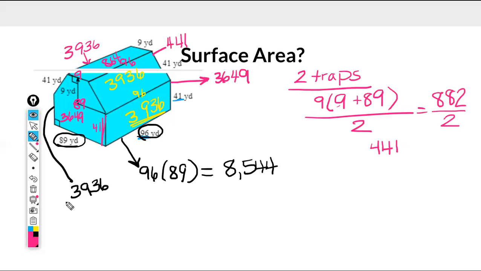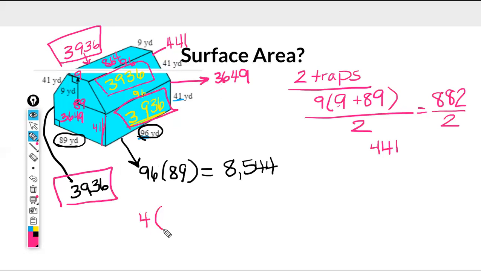Okay, it looks like I have 3,936 four times. So we can go 4 times 3,936. Okay, then we have, see, this is the hard part. You got to keep track of it. So that's this one, this one, this one, and this one.